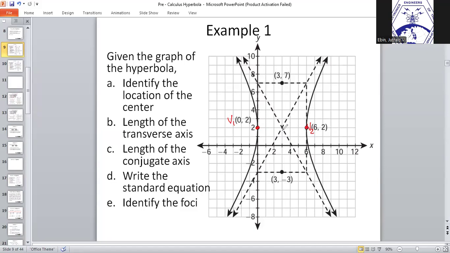And based on the given graph, the center is located here. So the coordinates of the center is at 3, 2. So the center is at 3, 2.